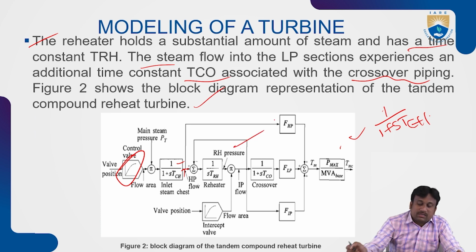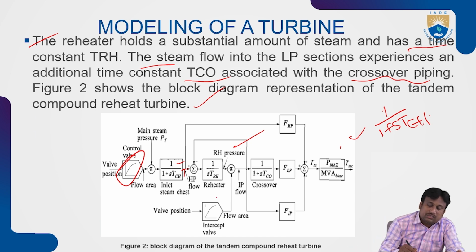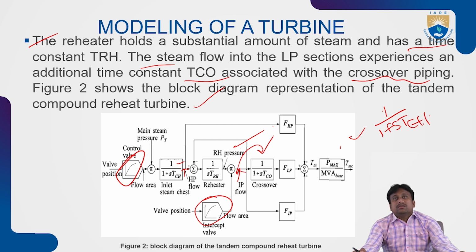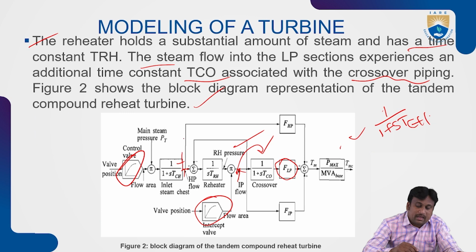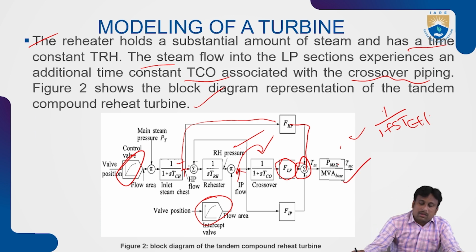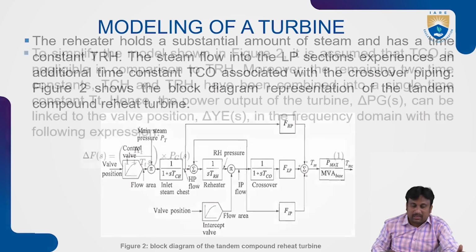So here RH pressure is considered as 1 by S into TRH, that is the reheater section, and valve positions are fixed here as the intercept valve that should be connected to the flow area, and IP flow is connected here, which is connected to 1 by S plus TCO. This is called the crossover section, which is given to the FLP module, and the entire block is connected to the FHP section, and this is adding to the summation point as Pmax by MVA base, that is called the TMC block, and the entire module is representing the tandem compound of the reheat turbine case.